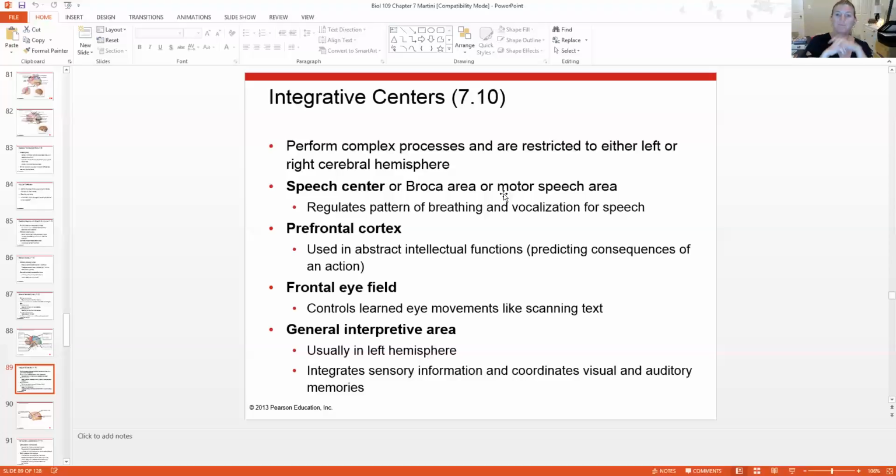There's also the general interpretive area. This is usually only on the left hemisphere, and this is integrating sensory information with visual and auditory memories.